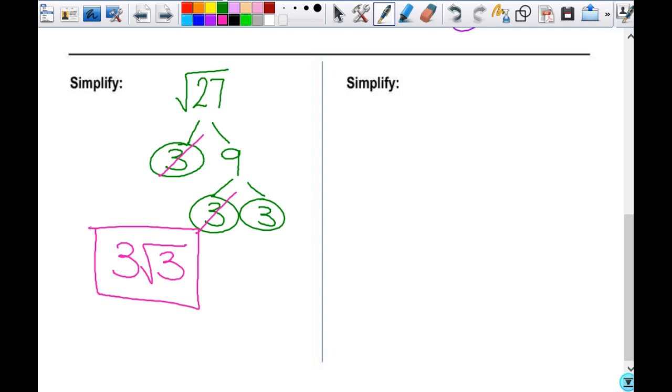A couple of ways you can check yourself. When you're done, if you take what's on the outside and you square it, and then you multiply it by what's on the inside, so 3 squared is 9 times 3 is 27, and that way you know you haven't left off anything or used a number twice or whatever. Another way is if the calculator is not going to take you from here to here, but if you have one in front of you, if you find the square root of 27 and whatever that decimal is, and 3 square root of 3 and whatever that decimal is, the decimals should match.